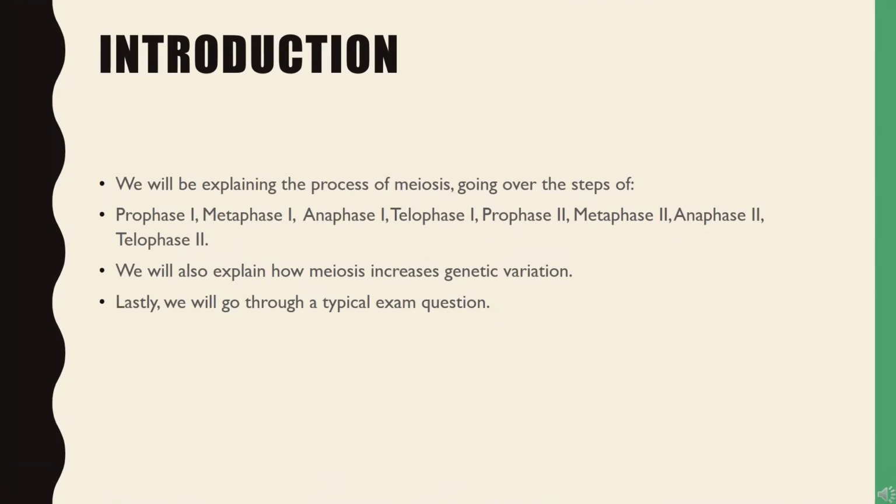So first of all, what is meiosis? Meiosis is a type of cell division used in sexual reproduction. It produces 4 genetically different haploid cells. In this video, we will be explaining the steps of meiosis as well as how the process increases genetic variation within a population. Lastly, we will go through a typical exam question.